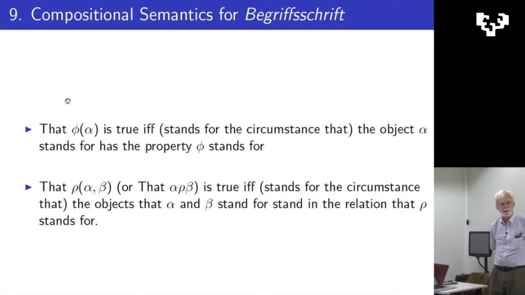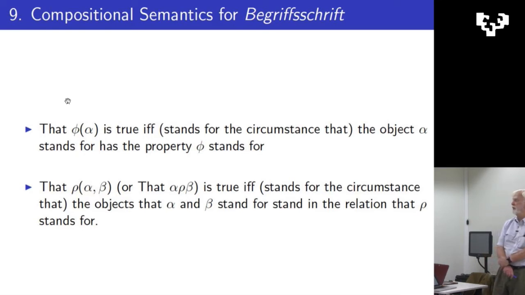Compositional, and here's where I'm inconsistent, sorry, but phi of alpha is true if and only if the object that alpha stands for has the property phi stands for, or in his patois of the Begriffsschrift, phi of alpha stands for the circumstance that the object... yeah, that's a little misleading. The stands-for-the-circumstance is to replace "is true if and only if." The circumstance can either be a fact or not a fact. Circumstances are not true or false. They're facts or not facts.